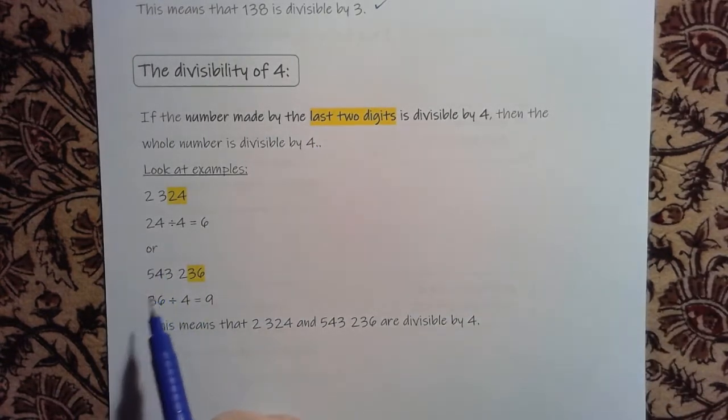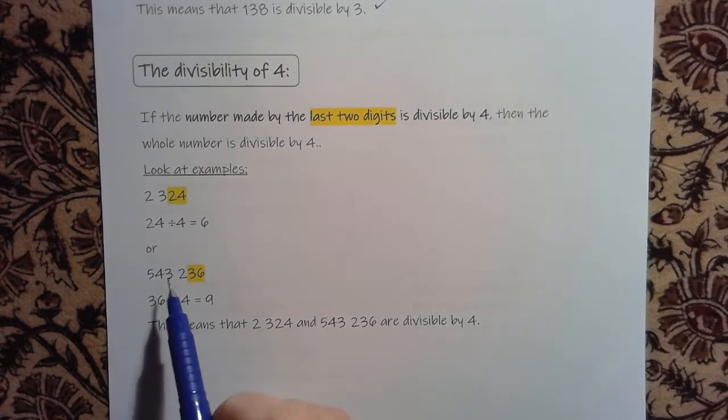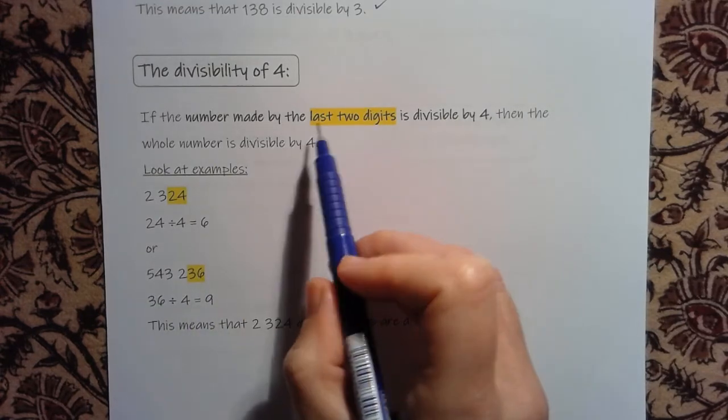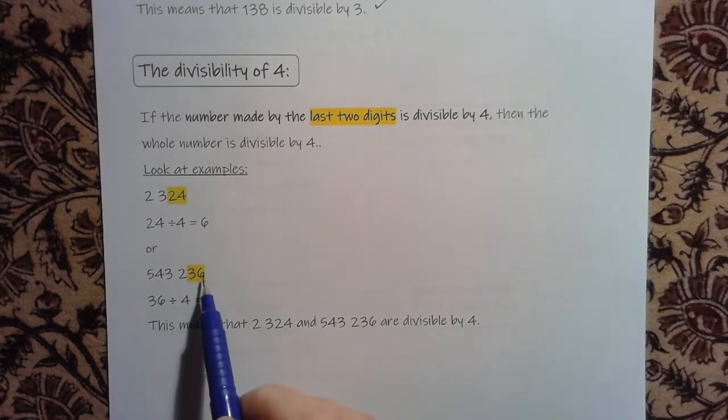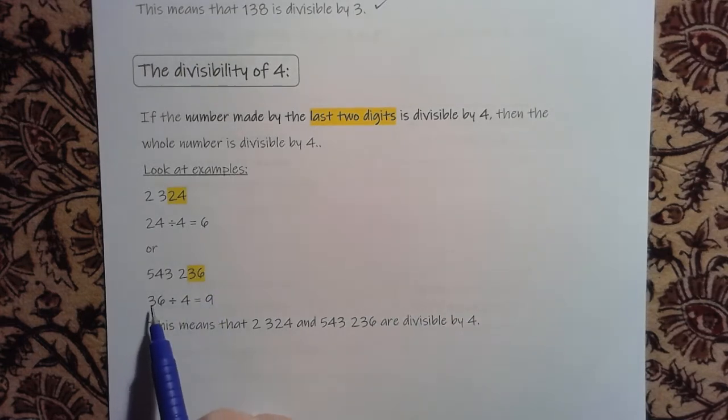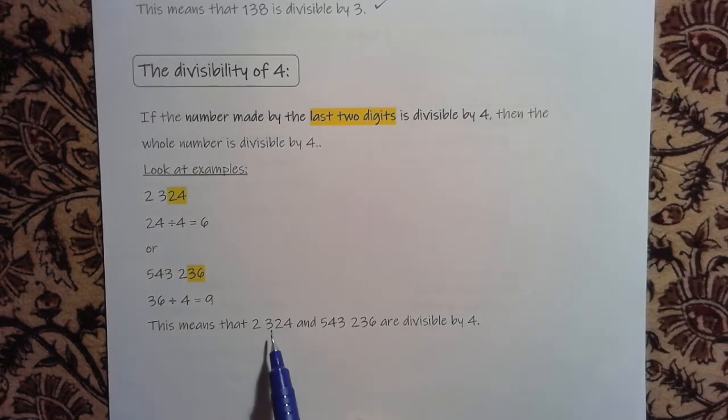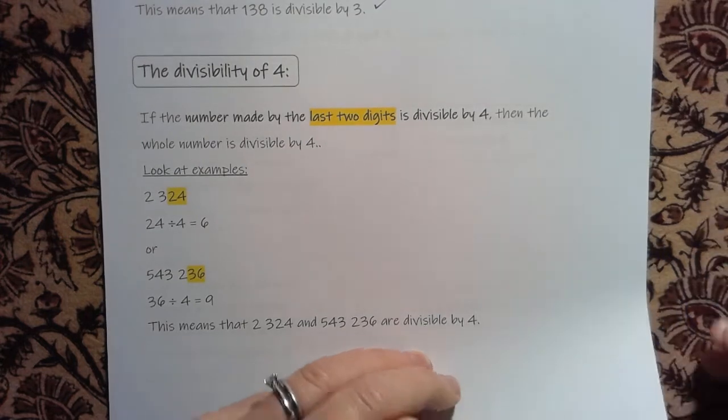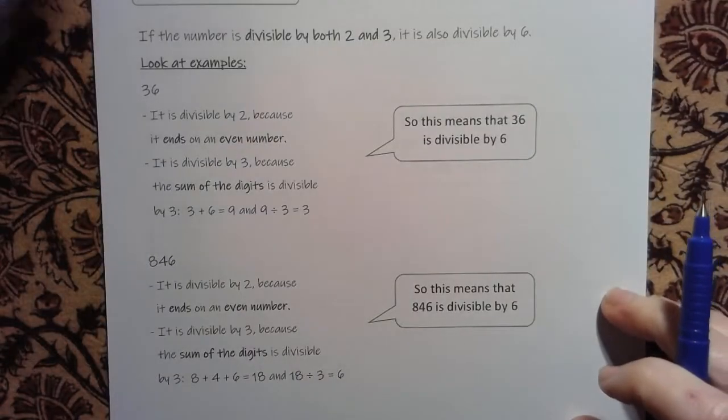Or let's look at a bigger number, 543,236. Look at the last 2 digits, 36. Okay, so 36 divided by 4 equals 9. So this means that 2,324 and 543,236 are divisible by 4. Right, let's move on to the next one.